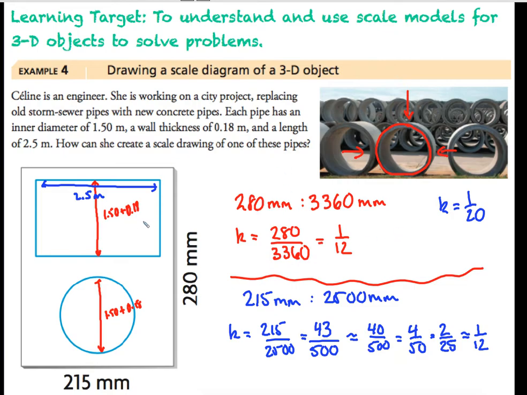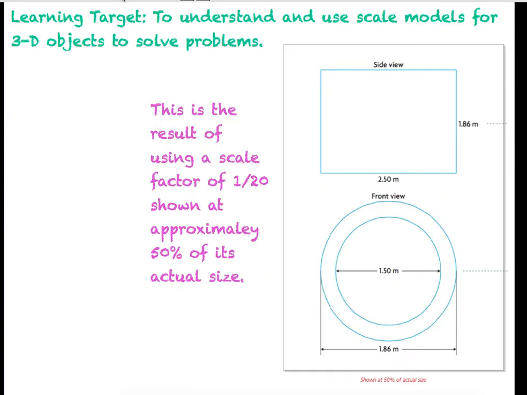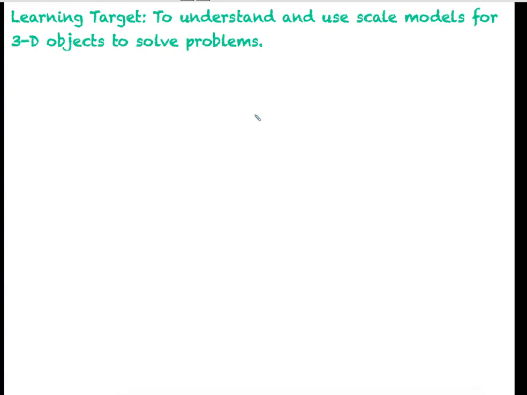So now all we need to do is take these measurements that we already know. We've got our 2.5 meters, and we have our 1.68 meters, and we're going to scale all of these measurements down. Maybe we can do them individually. So we've got 1.50, 0.18, and 2.5, and we're using a scale factor of 1/20. So let's start with our 2.5 meters. I'll do my scale factor of 1/20.